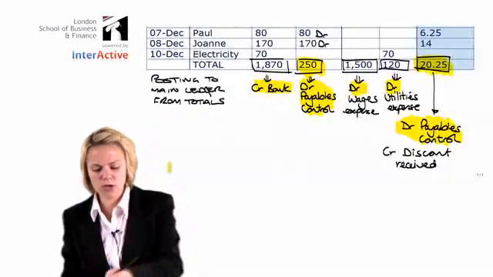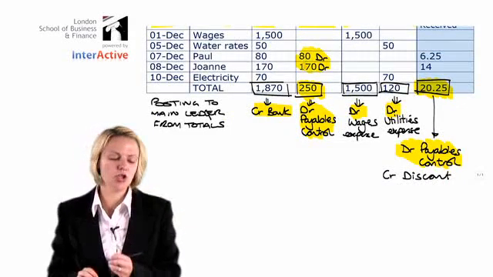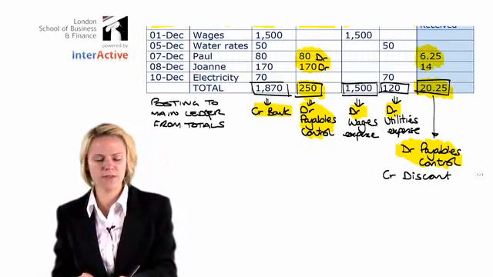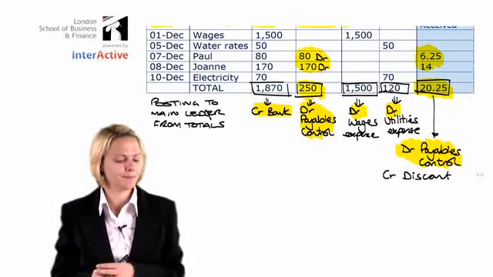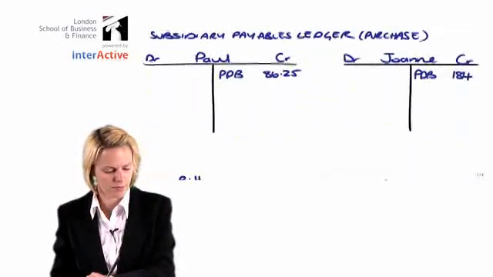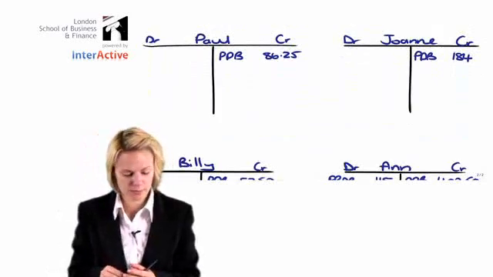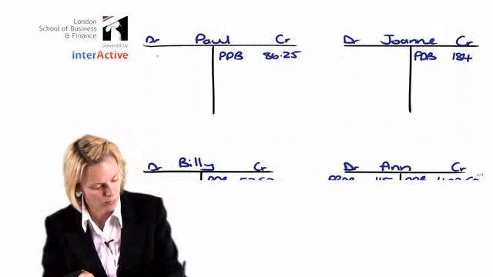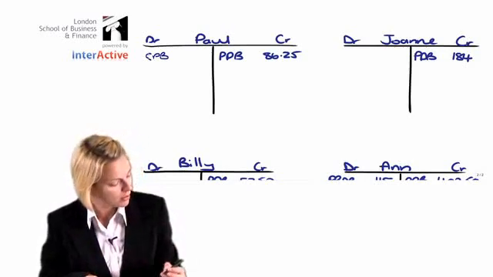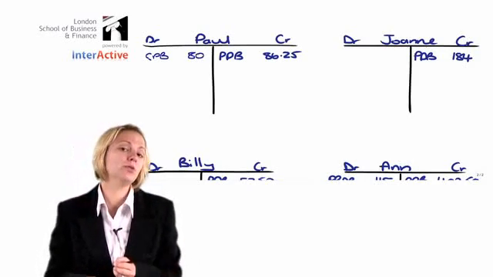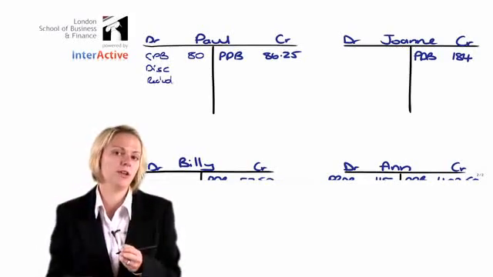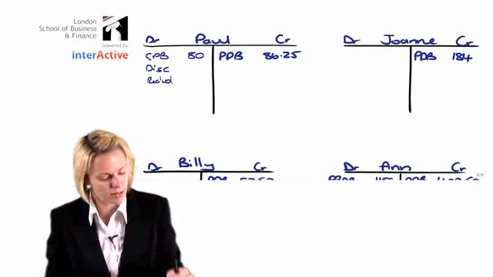Don't forget though, we've also got to break down those debits into Paul and Joanne's individual supplier accounts for the amount that we paid to them, but also for the discount that we received from those suppliers as well. So, let's proceed then to go to the subsidiary ledger. For Paul, we paid from the cash payments book, abbreviated to CPB, that's fine to do. 80 is what we paid to Paul, but we also had some discounts received, just abbreviated to disc received, and that was for $6.25.